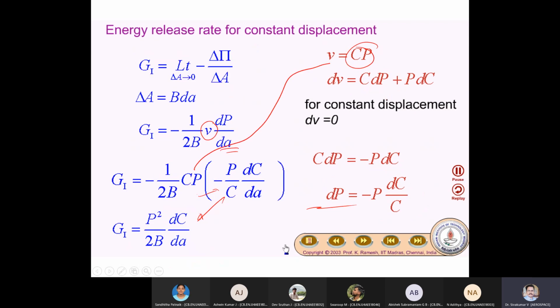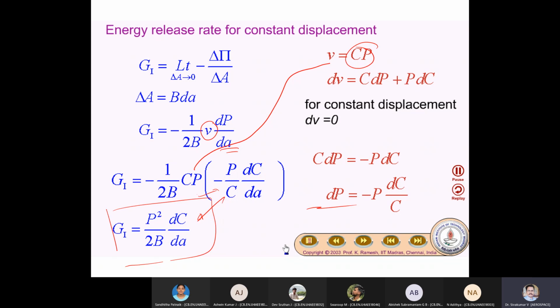You will get the consistent G in the compliance approach. Both are identical, because it cannot be inconsistent. Dealing with compliance approach.